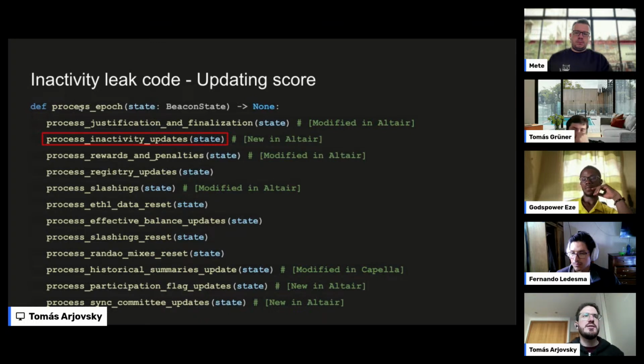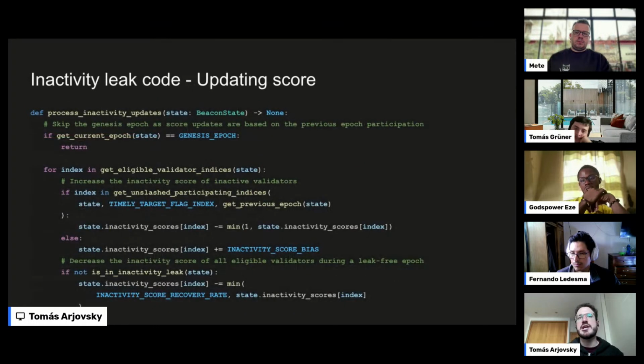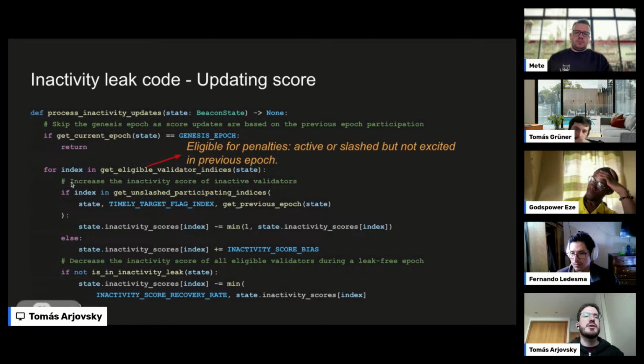So let's go to the code, right? There's processing. This is in process epoch again. It is process inactivity updates. This will just update the scores. So basically, how does this work? The first thing that we do is we check which are the validators that are eligible for penalties. So they can be either active, which means that they are not slashed, or they can be slashed but not exited, which means that they were slashed but they didn't get the remaining Ethereum out of their wallets. So they can still have penalties.